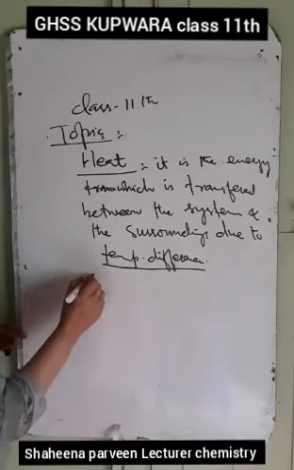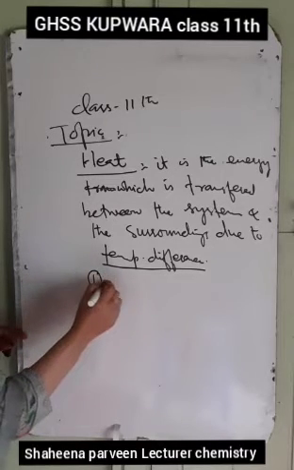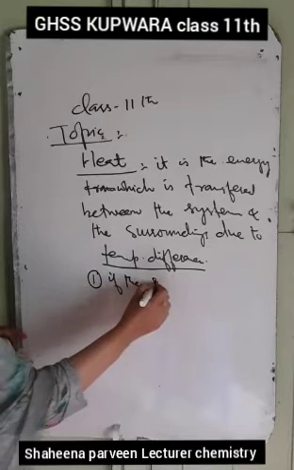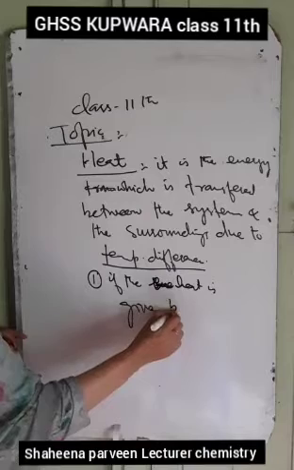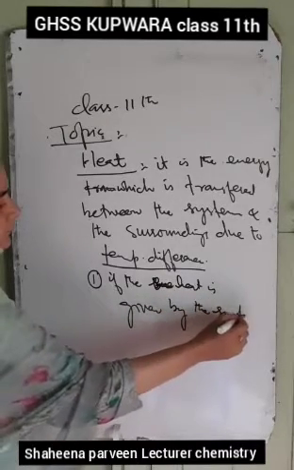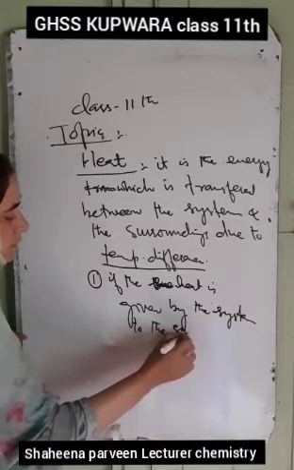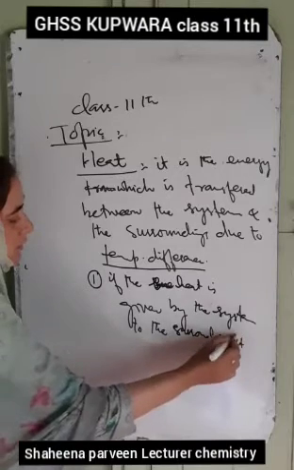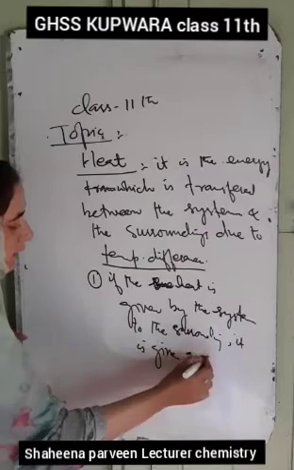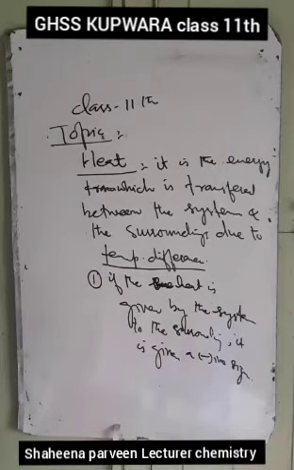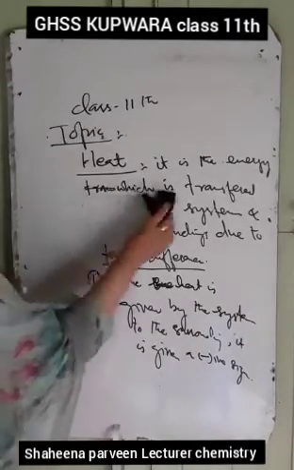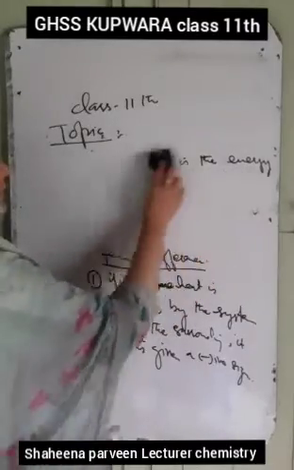Number first, इसमें हम डिस्कस करेंगे पॉइंट हीट में, that is if the heat is given by the system to the surroundings, it is given a negative sign. When heat is given by the system to the surroundings, then heat is given as a negative sign. And if the heat is absorbed by the system from the surroundings, it is given as the positive sign.